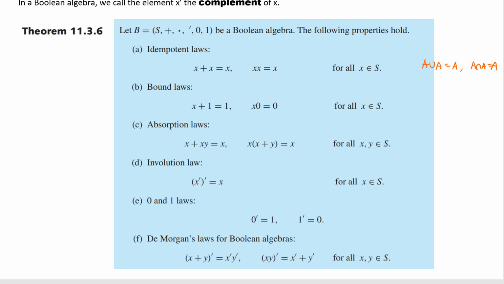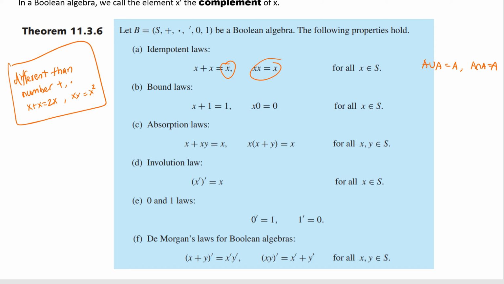So far, so good, everybody? This is the difference from working with numbers, with number addition and multiplication. For numbers, x plus x is 2x, but in this case, it's just x. And x times x is x squared, but in this case, it's x. That's why they are different. Don't get confused. Even though we use the notation plus and multiply, don't think of it as plus or multiply. Think about sets, intersection and union.